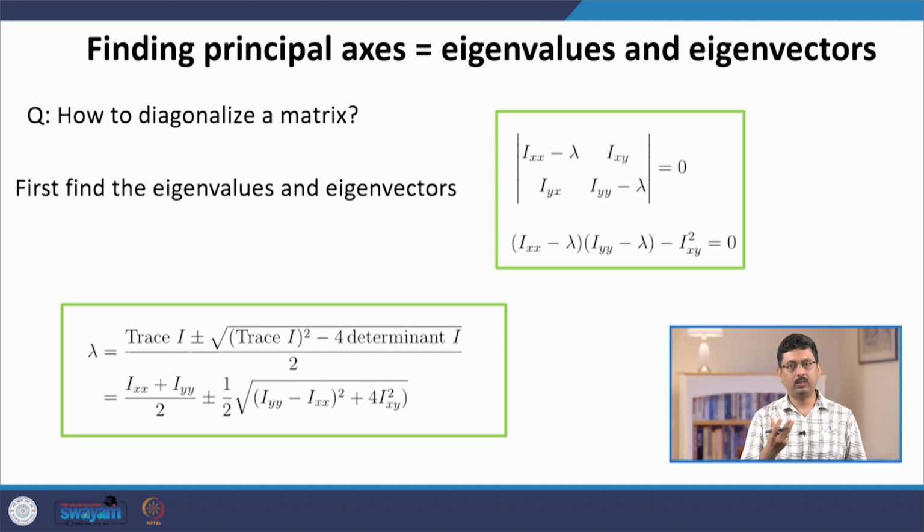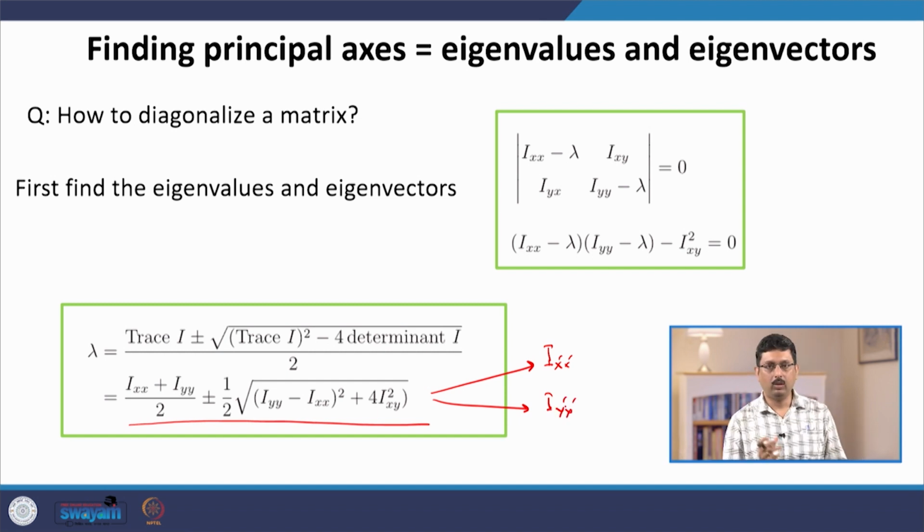Then we can solve this quadratic equation and write down these eigenvalues. So, we have two possible eigenvalues, and now you can see that these two eigenvalues are precisely the moments of inertia of the object about the axes of symmetry.